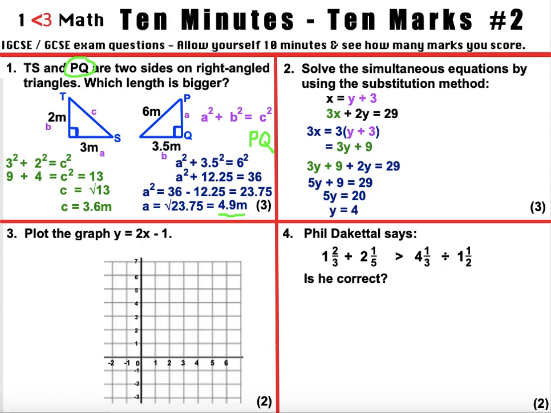Now x equals y plus 3. So now we know what y is. We can say x equals 4 plus 3 and x equals 7. So they would be your solutions.